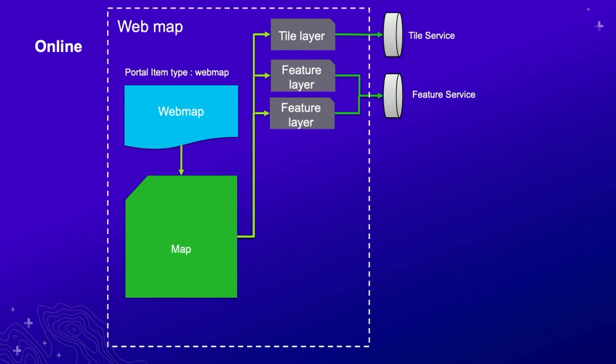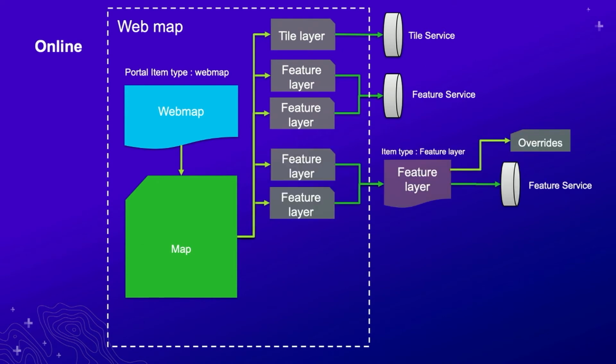A feature layer can also connect to a feature layer item in your portal, ArcGIS Enterprise or ArcGIS Online. And this allows you to provide overrides on top of the feature service. So by default, a feature service advertises not just the pure data itself, the geometry and the attributes, it also advertises the symbology that should be used when that feature service is connected to. But with a feature layer item type, you can override that symbology. This allows you to support many specific use cases from a single feature service.